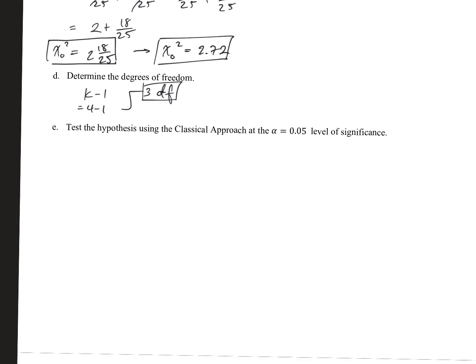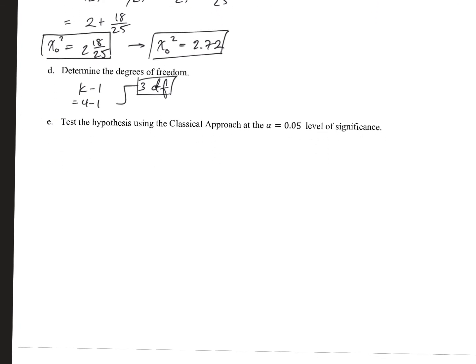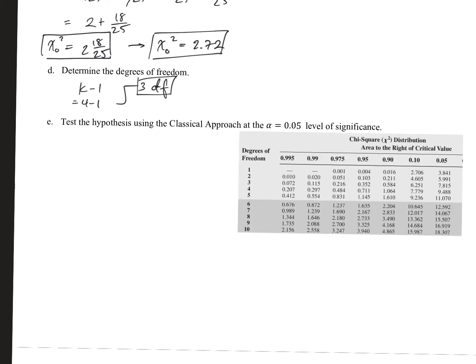And now we're going to test the hypotheses using the classical approach at the alpha equals 0.05 level of significance. So I'm going to go ahead and bring in my table value once again. Alright, so now we have our table value. It's a little bigger because I'm including a few more values this time. But we are looking for alpha equals 0.05. So for alpha equal to 0.05, we're going to go ahead and look at this column here. And then we are using degrees of freedom 3. So 3 degrees of freedom, right there. Where do they intersect? At this point, 7.815.